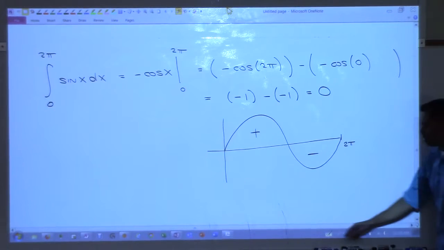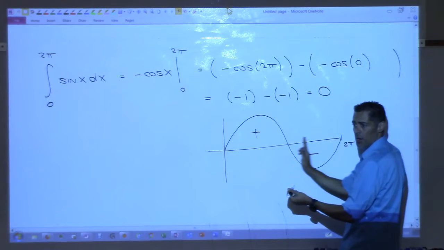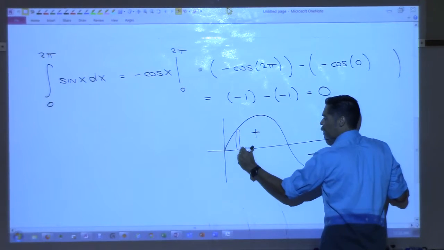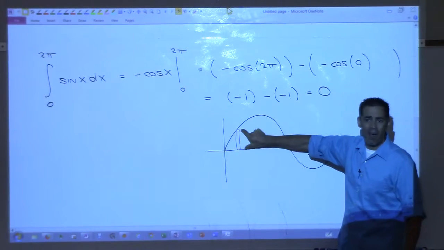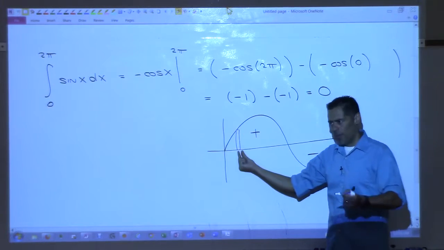But just think about your rectangle. When your rectangle's over here, remember the integral means we're going to slide a rectangle across, right? So it's going to be the height times the width, right? And the height here is positive because we're up, right? So when you take a positive number times the width, it's always going to be positive.